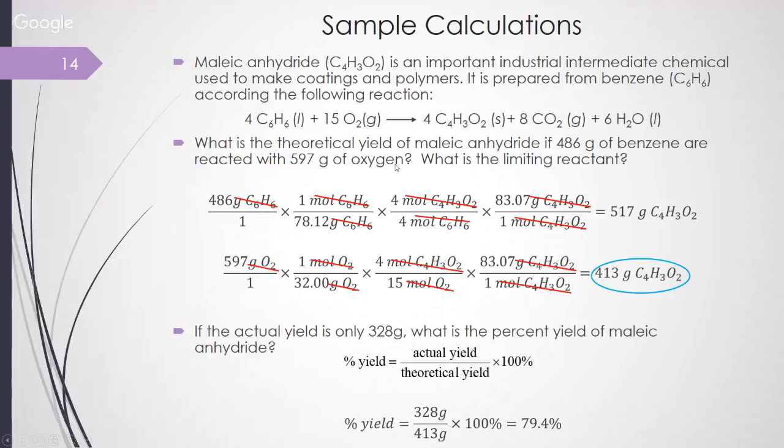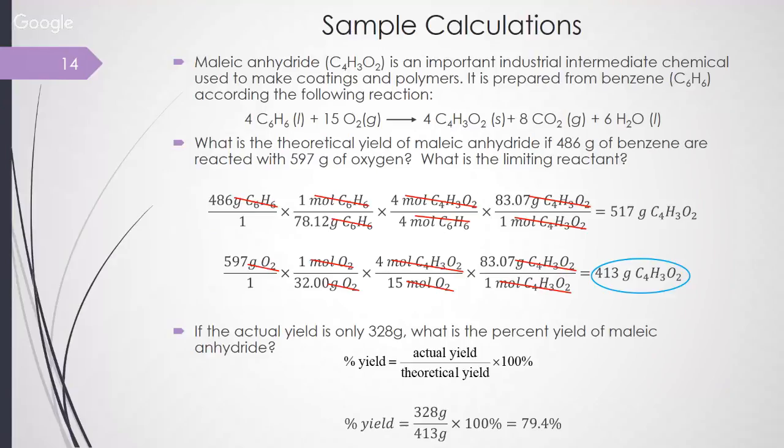We also have oxygen as a reactant, which is 2 times the mass of oxygen to get our molar mass. And then our product, which is the maleic anhydride, the molar mass would be 4 times the mass of carbon plus 3 times the mass of hydrogen plus 2 times the mass of oxygen. So at this point, we have all of the molar masses that we need.